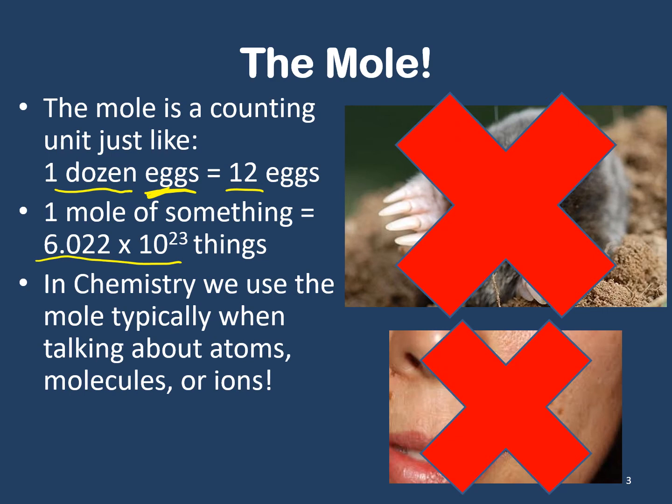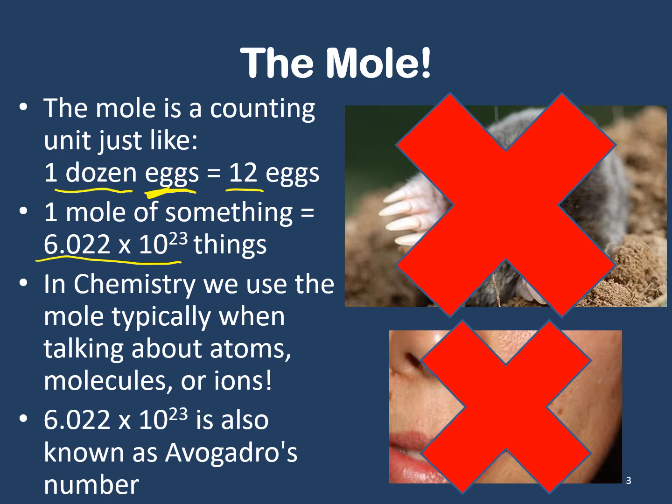particles, whatever you want. Primarily, we use it with stuff that there is a large amount of present in even small samples, like all of the things I just listed. We also call this number 6.022 times 10 to the 23 by a special name. It's known as Avogadro's number, named after Amadeo Avogadro, a famous chemist from the past.